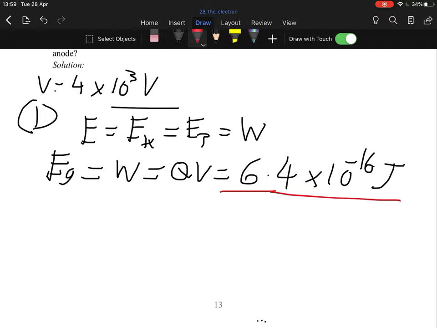Okay, so the energy gained is equal to the work done, which is equal to charge times volts, which is the charge of an electron, 1.6 by 10 to the minus 19, times the voltage, which was 4 by 10 to the 3. And there we have it. Okay. Part 2.